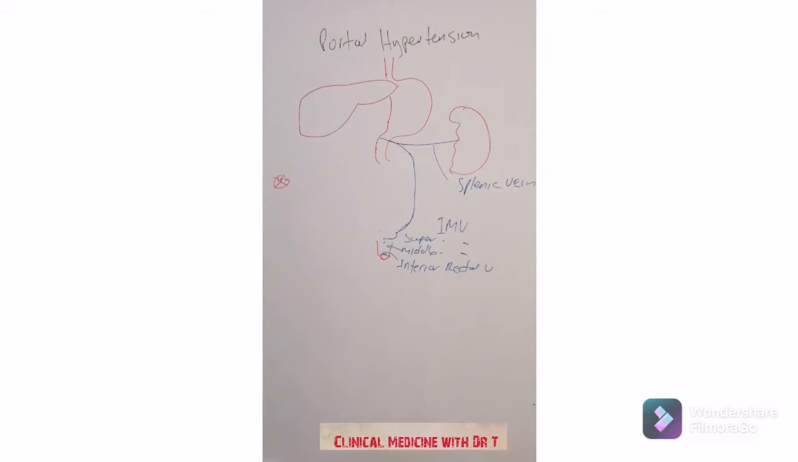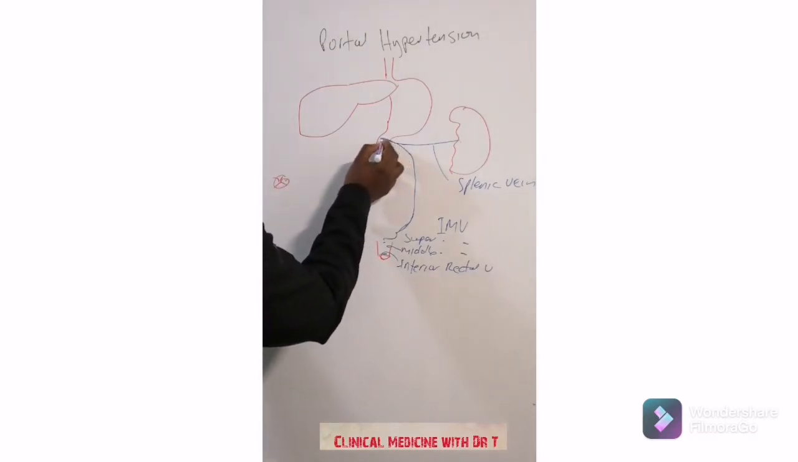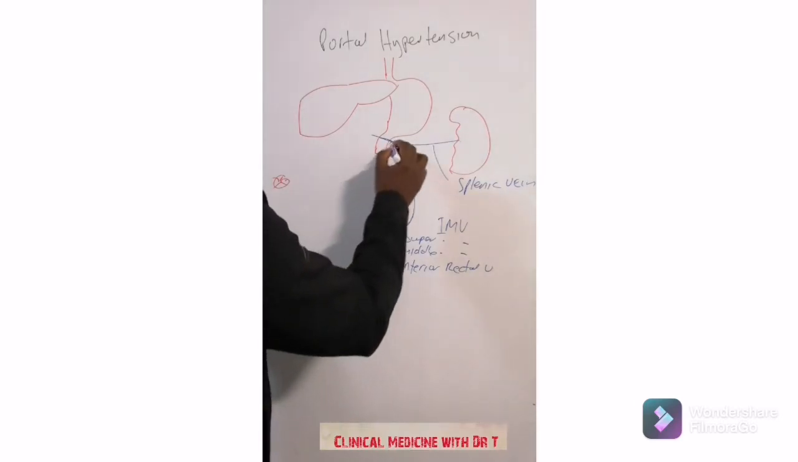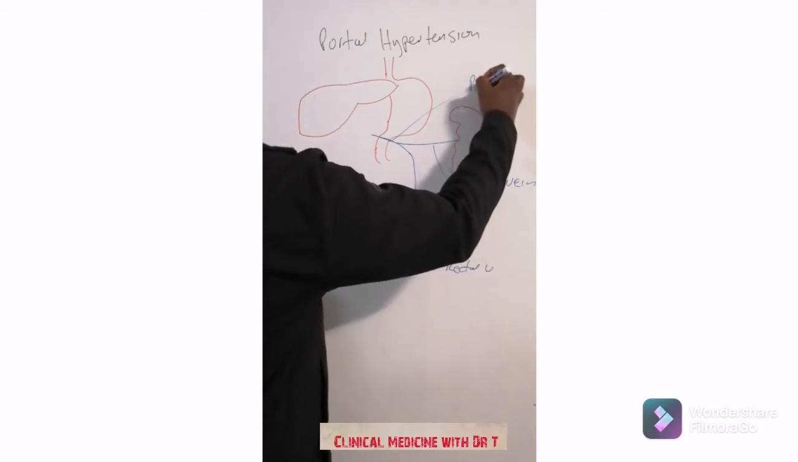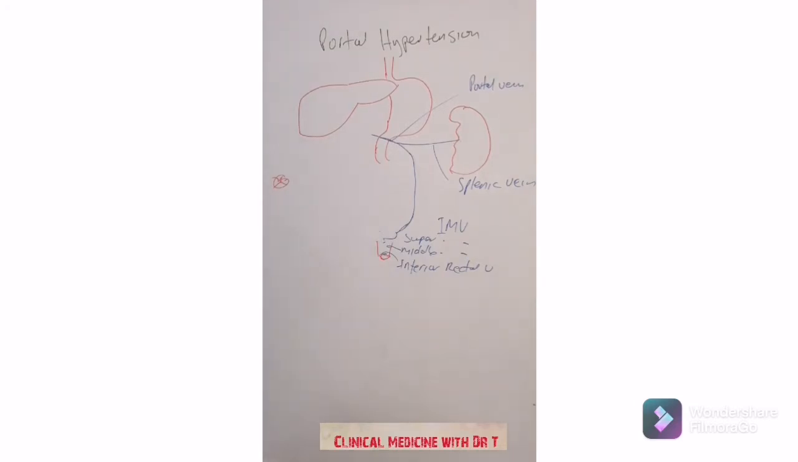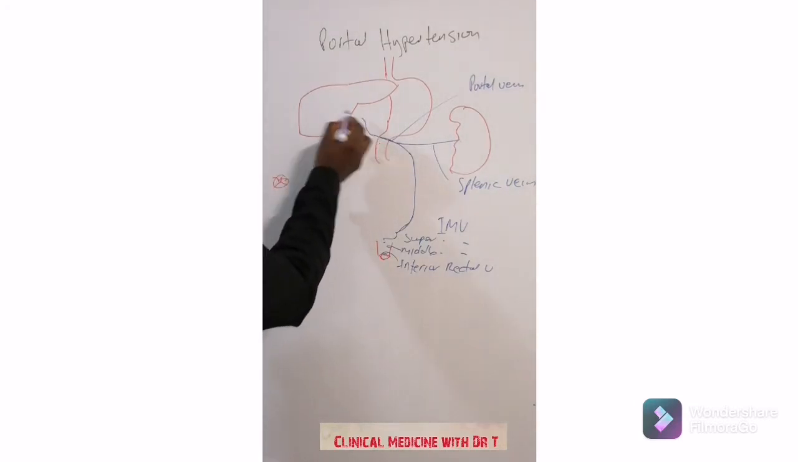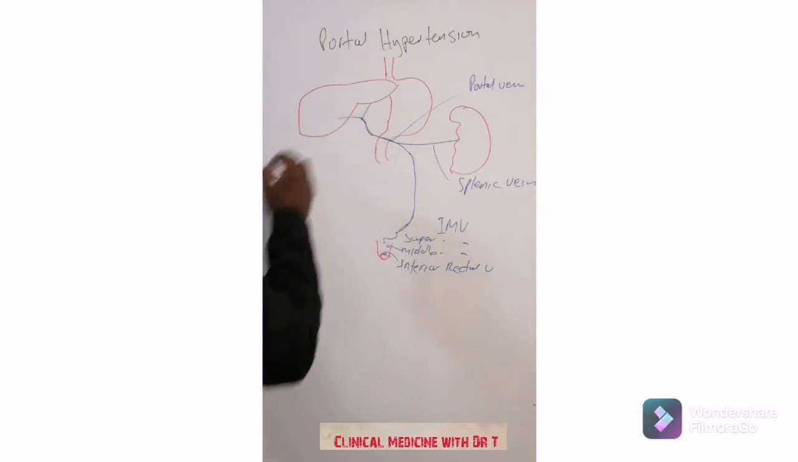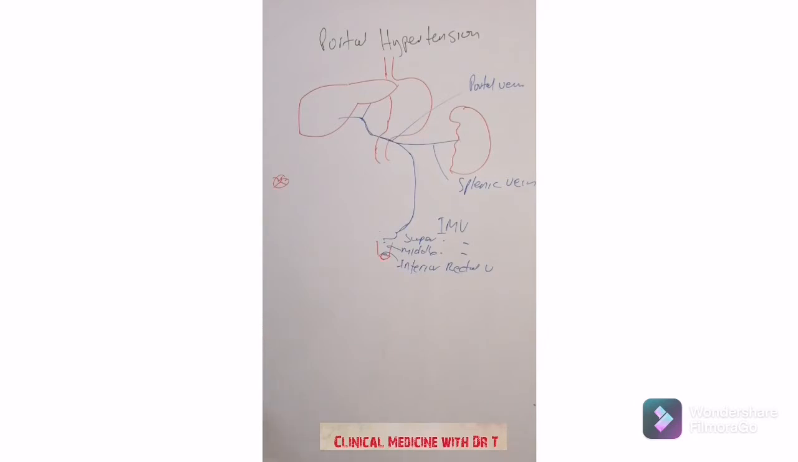So this splenic vein and inferior mesenteric vein, they drain into the portal vein. This is the portal vein, right? And just before it gets inside the liver, it splits into two, the right and the left portal vein, right?